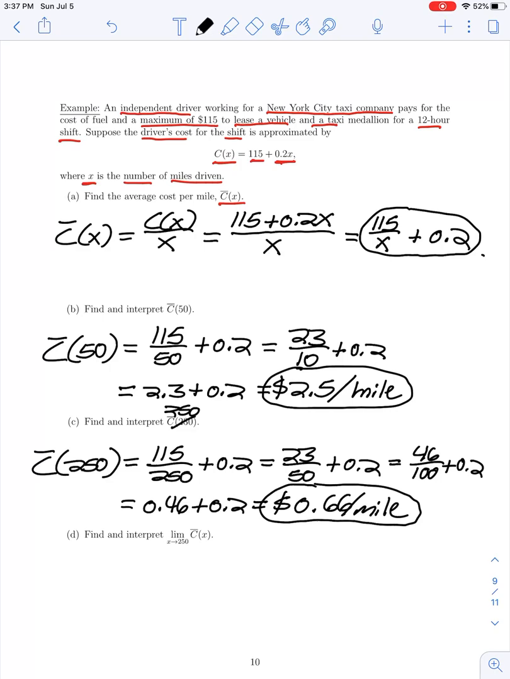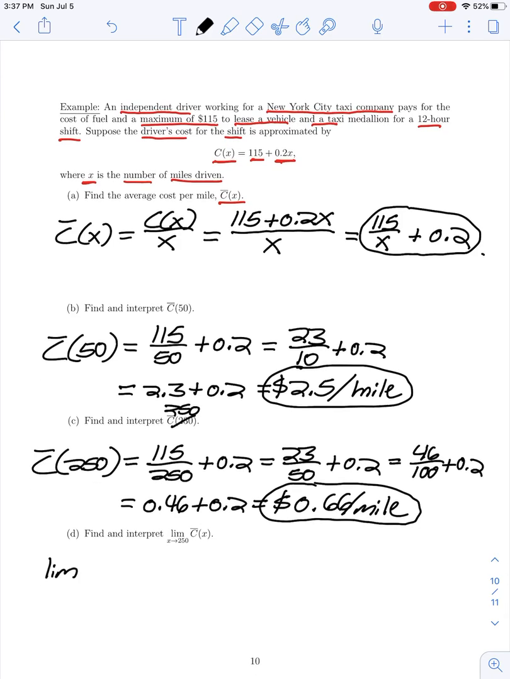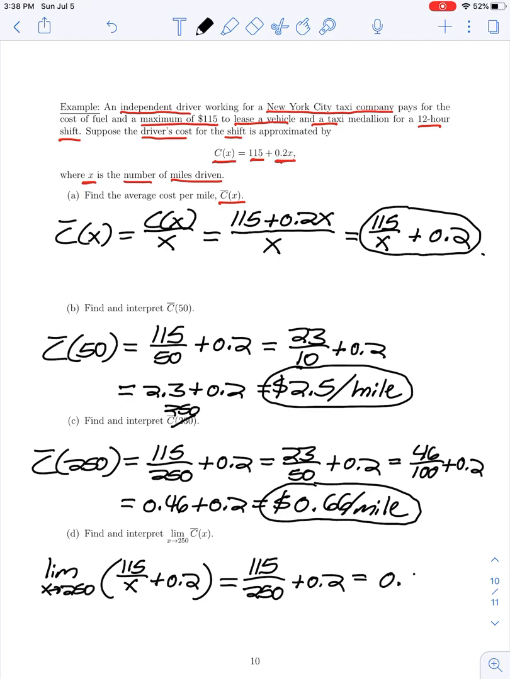We could then ask the part D question, well, what about the limit as x approaches 250 of c bar of x? So taking the limit as x approaches 250 of our average cost function, which was 115 over x plus 0.2. Well, the first thing that we try to do for any limit is plug in the indicated value of x. So we would have 115 over 250 plus 0.2, which gives us, as we saw in part C, a value of $0.66 per mile. So this limiting value would mean that as the number of miles that the driver has driven is approaching 250, his average cost is approaching $0.66 or 66 cents.